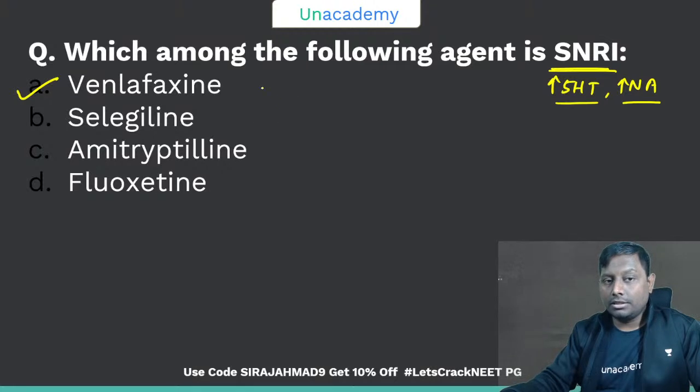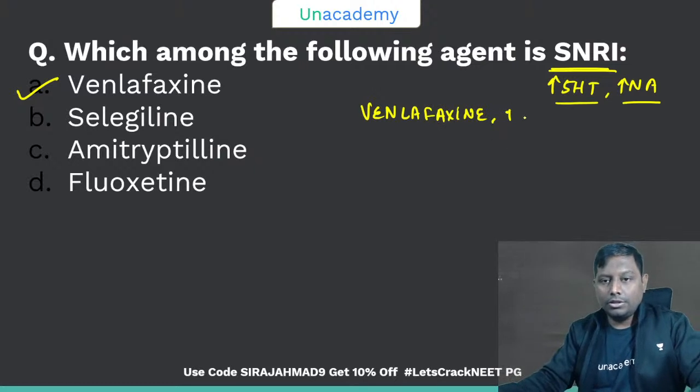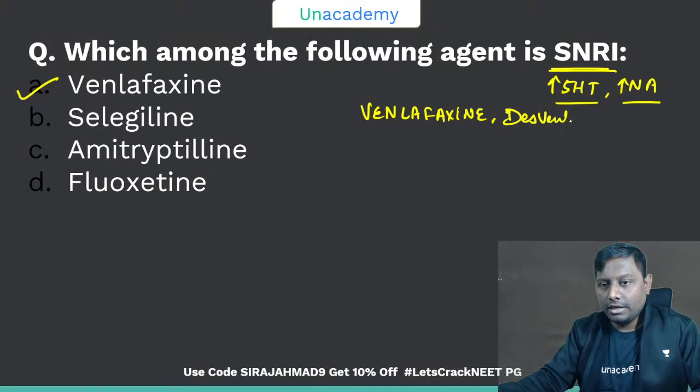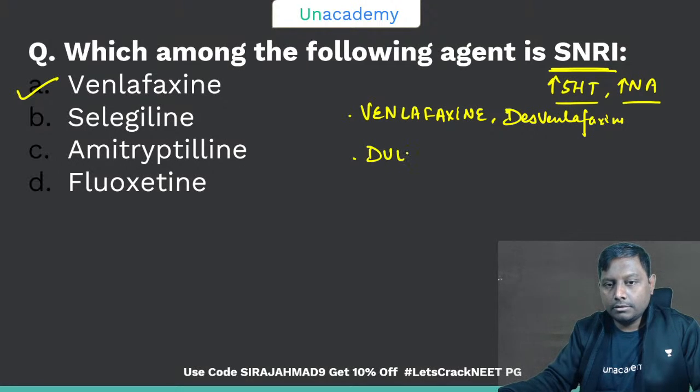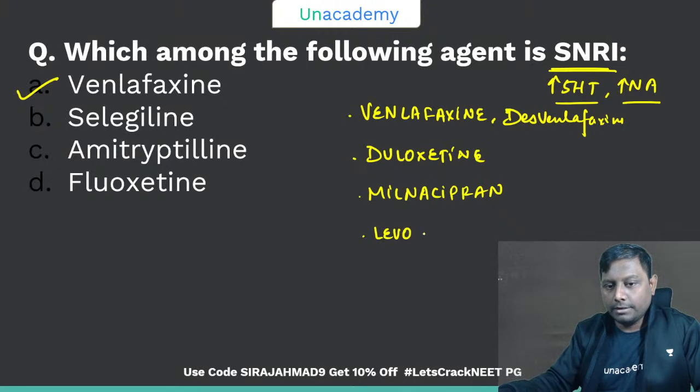So what are the drugs under this serotonin noradrenaline reuptake inhibitor class? Remember, venlafaxine. One of the conjugates of venlafaxine is desvenlafaxine. Then duloxetine, milnacipran, and levomilnacipran. These are the agents that come under the SNRI.